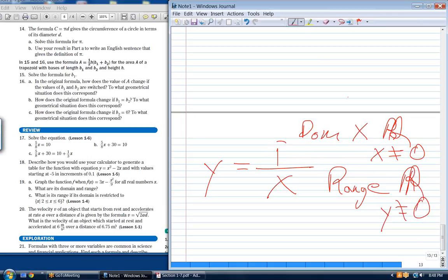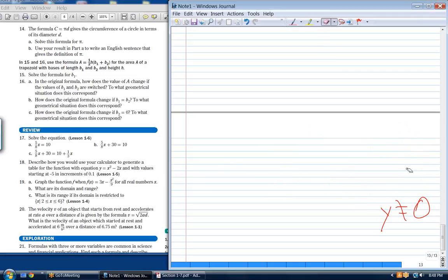Okay. That's pretty much the way you handle domain and range. And I'll give you one more just to lock it in here.